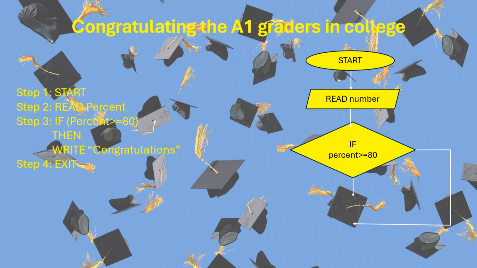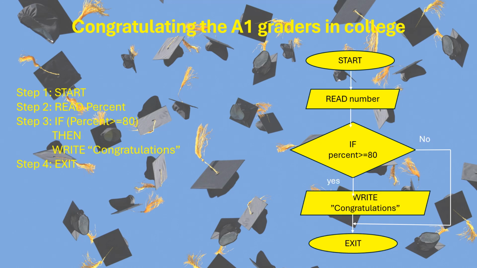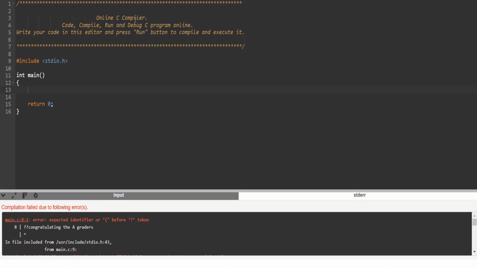rhombus enclosing if percentage is greater than or equal to 80. If it is a yes, then write congratulations and exit. Since there is nothing regarding the no, obviously that would also lead to the exit without performing anything. Let's code this program in C language.